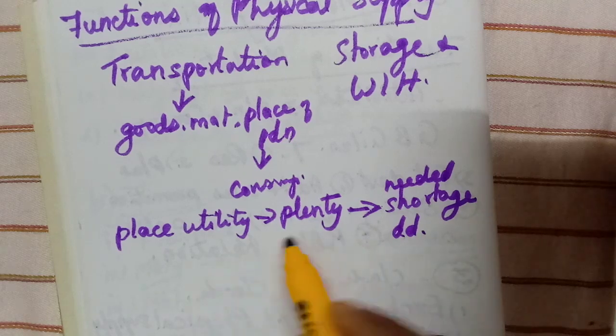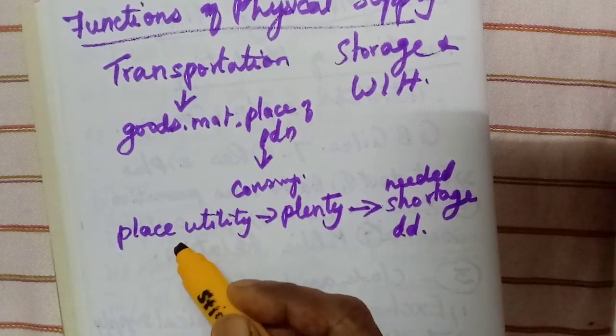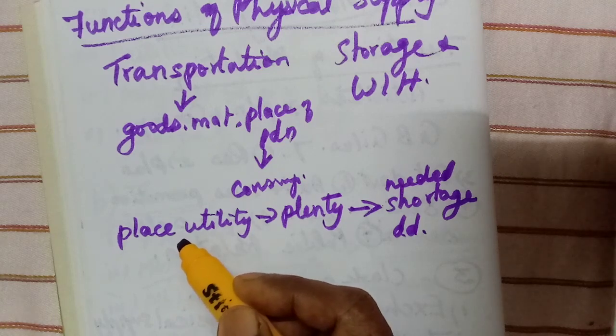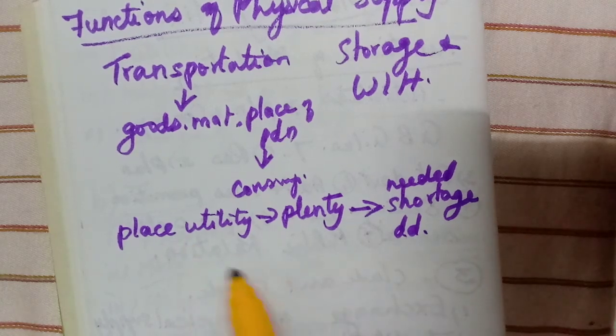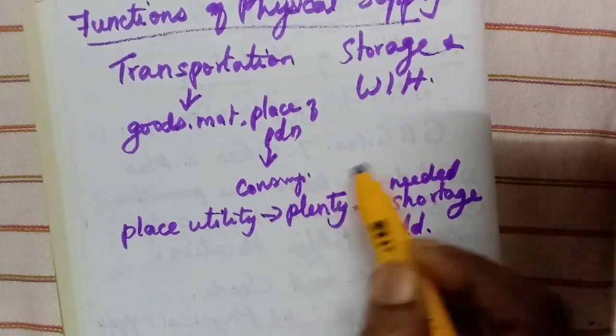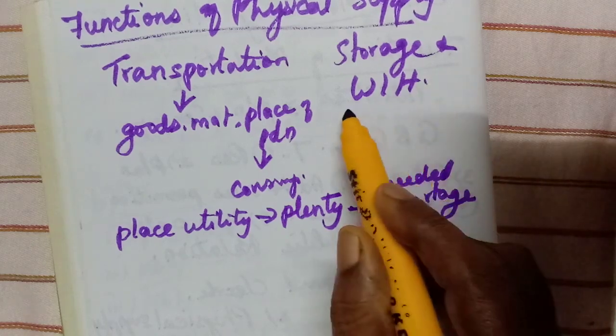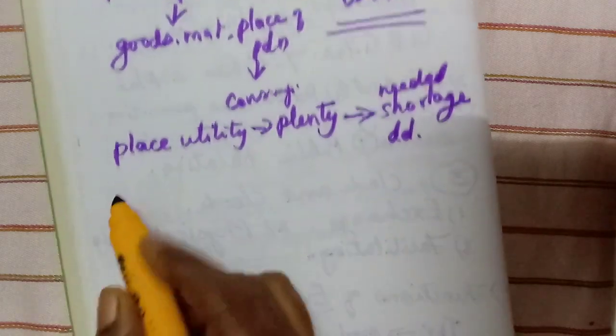Here we know there are very many kinds of transport: land transport, water transport, air transport, isn't it? Many kinds of transport are there. Here we do not need to learn all those things. You may know that one. Now, storage and warehousing. This we know, isn't it? What is storage?